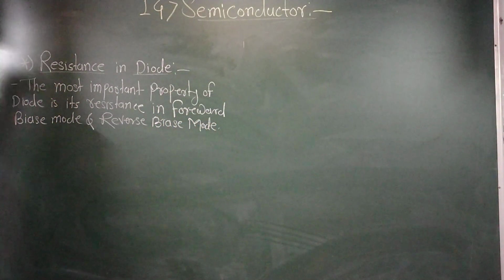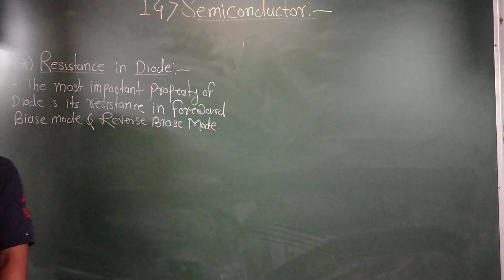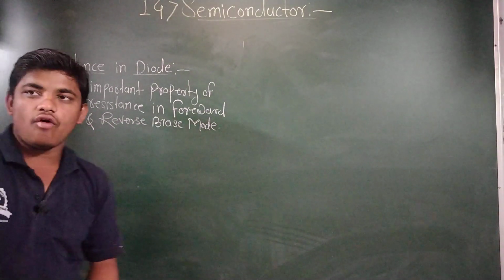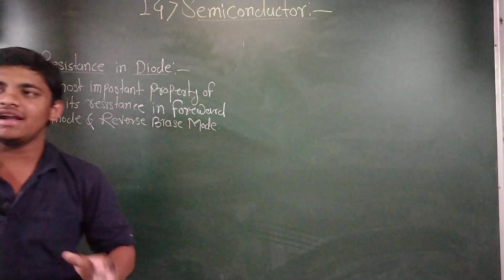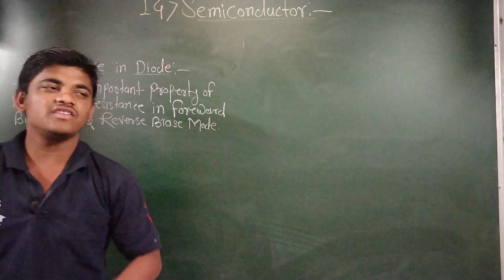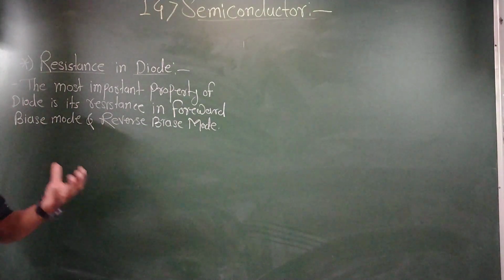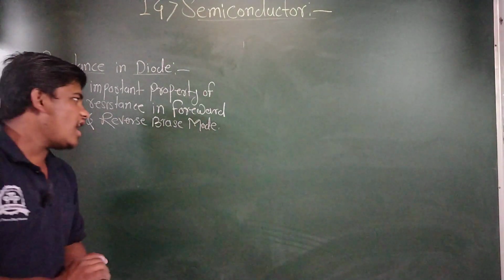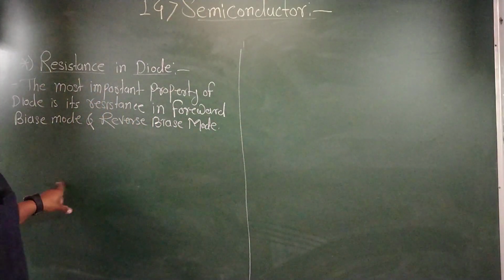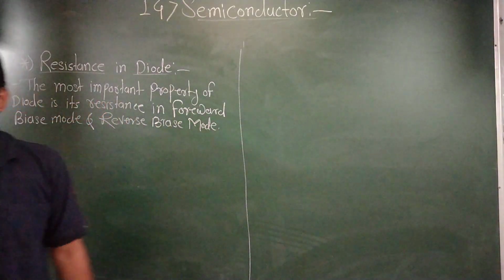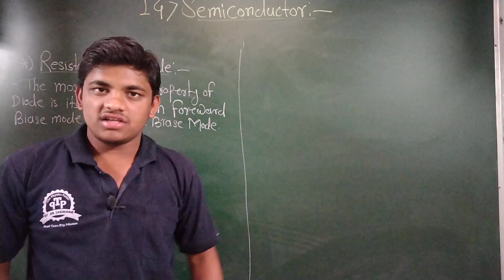In this lecture we discuss the types of resistance only in forward bias mode. There are two types of resistance, AC resistance and DC resistance. The DC resistance is also called static resistance, that is steady resistance, and the AC resistance is called dynamic resistance. Okay, we are discussing the next part.